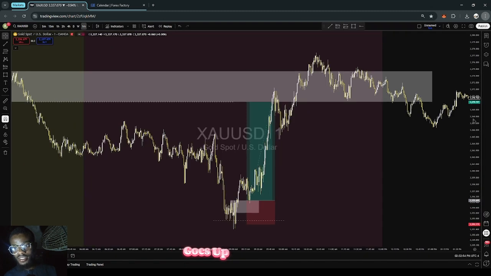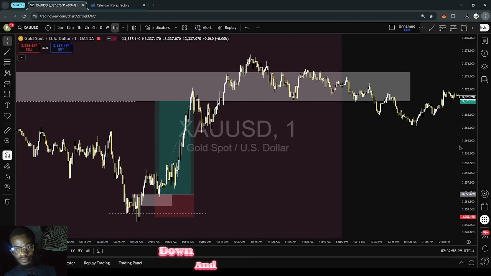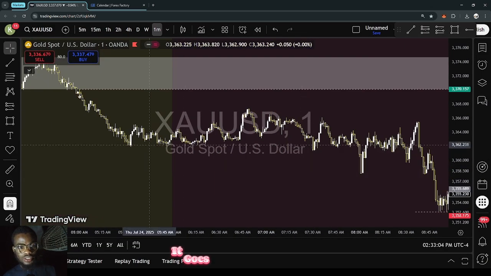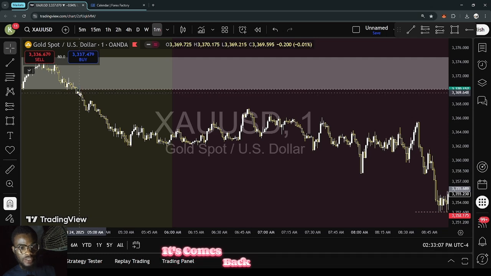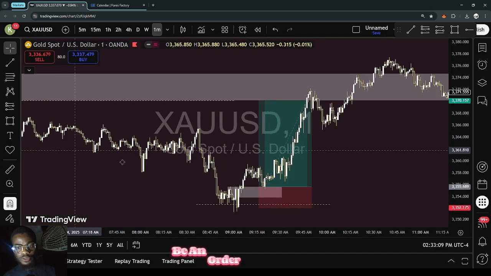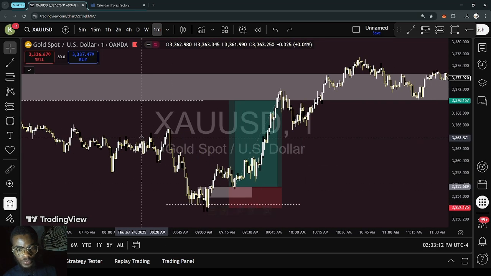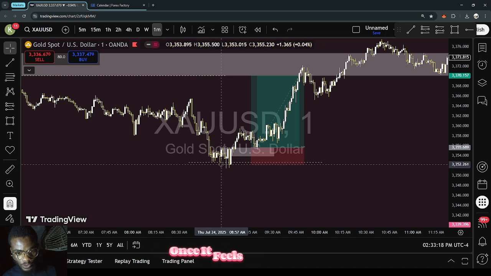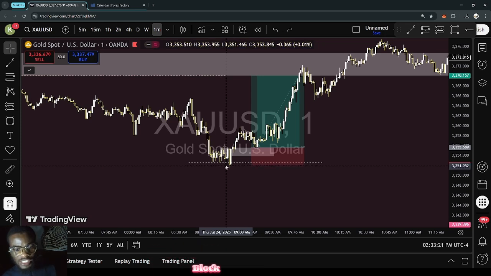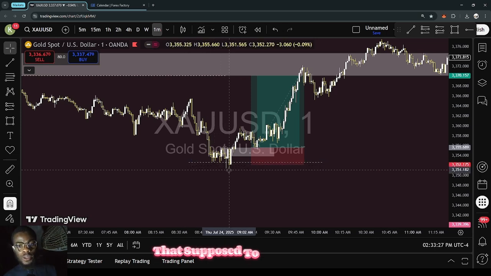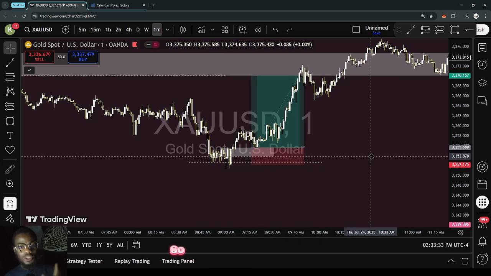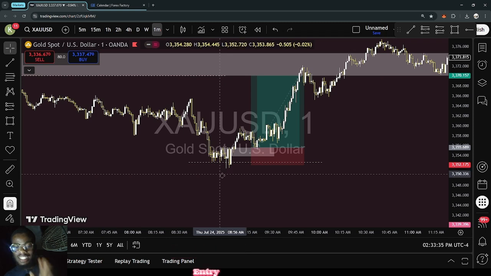Once the price goes up and comes down, it goes back up again. Then it comes back. So this was supposed to be an order block that would hold the price, but it failed. Once an order block fails, that order block becomes a breaker block. That's what a breaker block is. An order block that's supposed to hold price, once it breaks, becomes a breaker block. So that was our mode of entry.